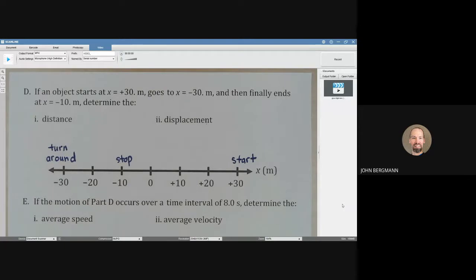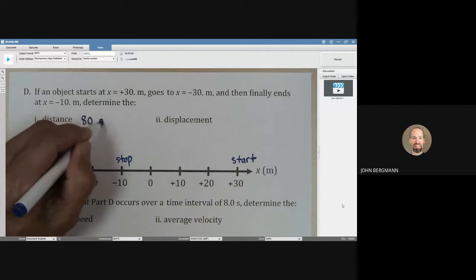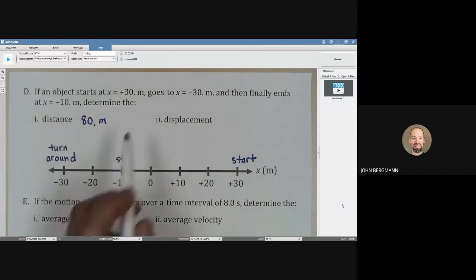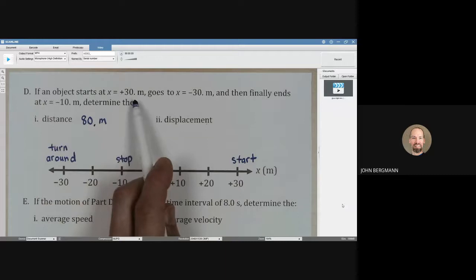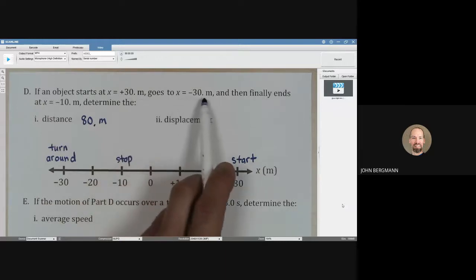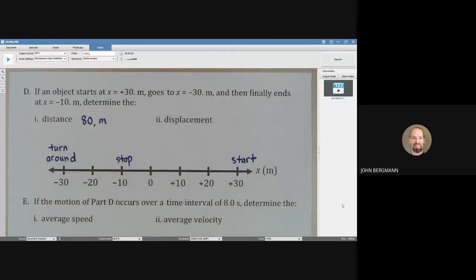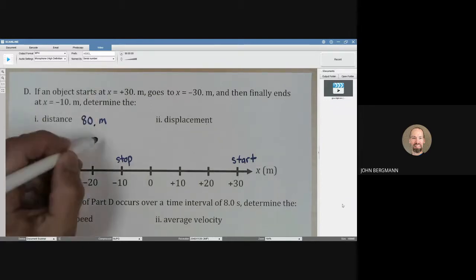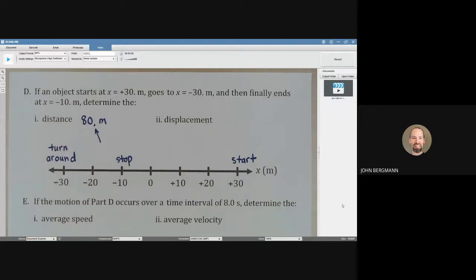So what distance is covered? Well, let's see. Can we do this without a calculator? I think we can. From 30 to negative 30, that's going to be 60 plus another 20. So I'm thinking 80 meters. Because of the way it's given in the problem, 30 point meters, negative 30 point meters, that indicates that there are two significant figures here. And when we're adding, we want to make sure that we round, in this case, to the ones place. So it's best really to put a point there. Not that we necessarily have to, but if we're really splitting hairs.